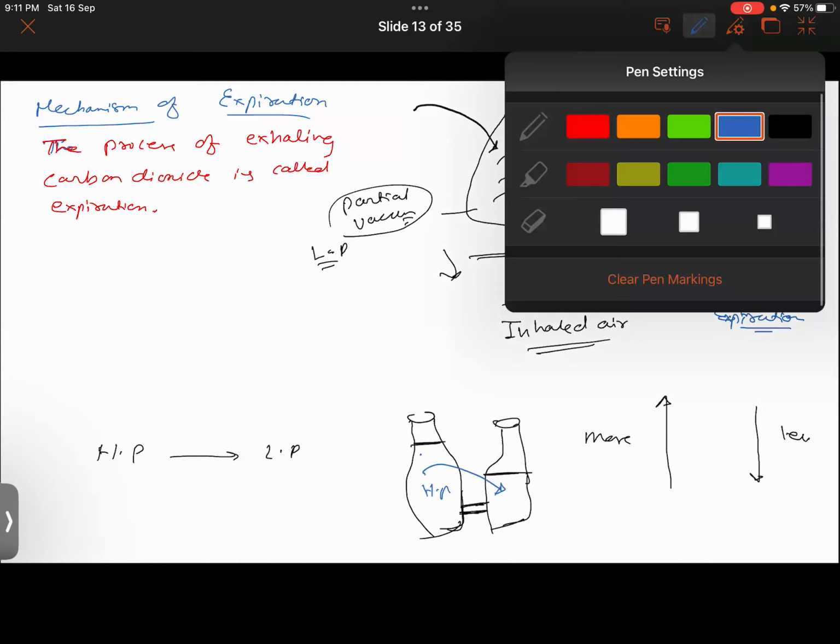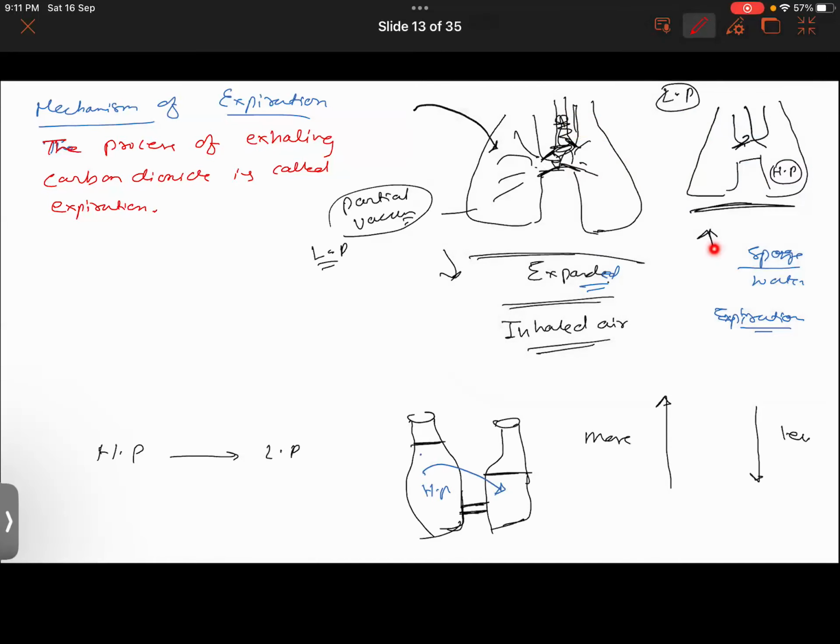Now, if you were to apply the same analogy to the lungs also, here a high pressure develops inside the lungs. Why? Because the volume is lesser. Lesser volume means more pressure here. Just like I gave you the example of this sponge, if you were to compress it, the water comes out of it. In the same manner, guys, there will be autonomous movement of carbon dioxide from the lungs to the outer environment.